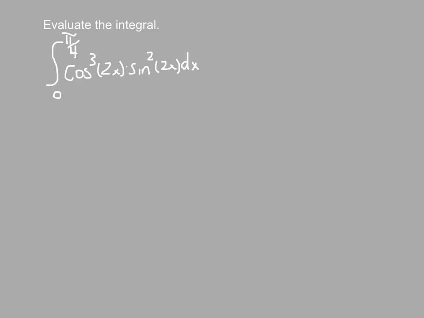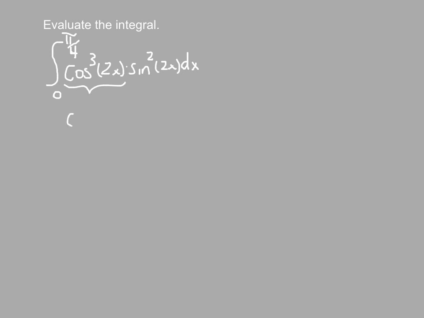Evaluate the integral from 0 to pi over 4 of cosine cubed of 2x times sine squared of 2x dx. We isolate the power that's odd. In this case, it's the cosine of 2x that's cubed, and we factor out one of those, cosine of 2x.